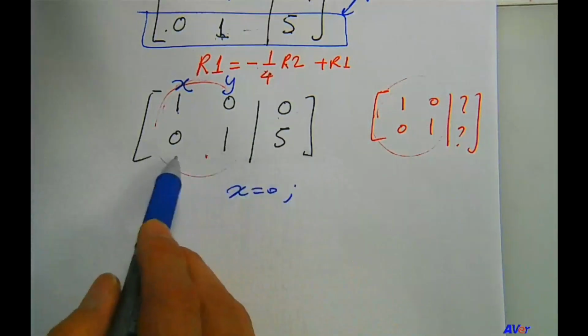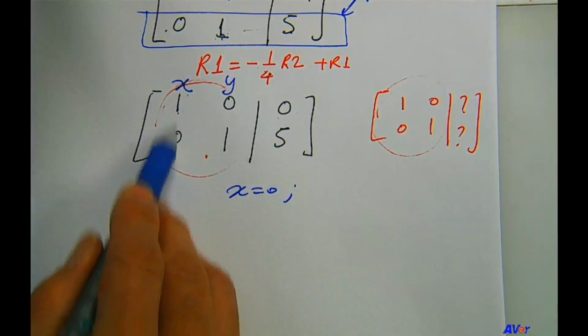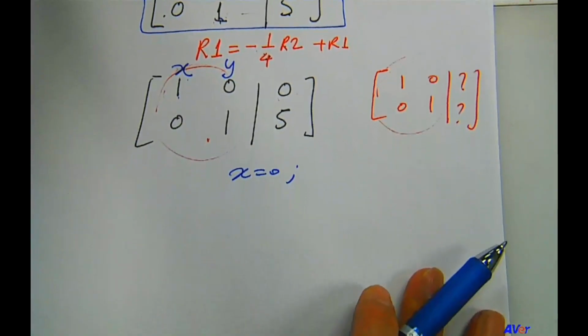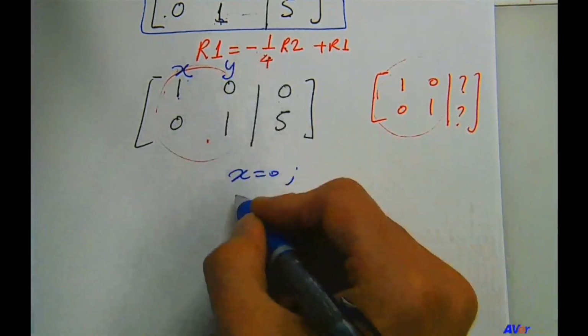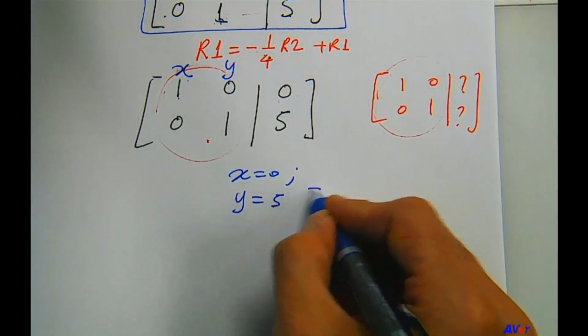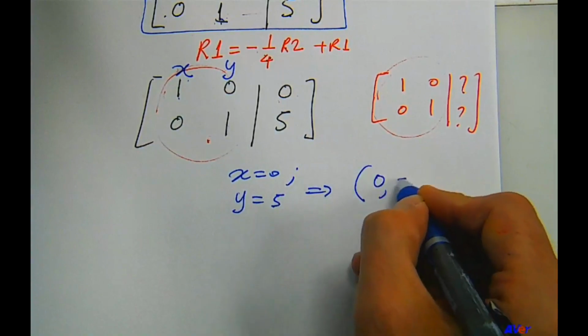In the second row, there is no x because its coefficient is 0. So 0 times x is 0. We're not going to write it down. 1 times y is y equals the constant here, which is 5. So the solution of the system is (0, 5).